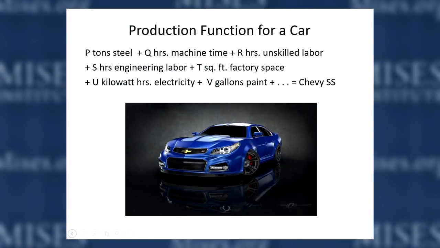So let's say you have a car that requires P tons of steel, Q hours of machine time, R hours of unskilled labor, and so on, engineering labor, square feet of factory space, kilowatt hours of electricity and paint, and so on. The socialist planners can know all this. They can know all the recipes, all the technical production functions, how to produce all goods.